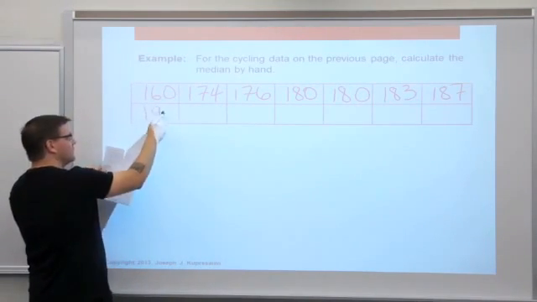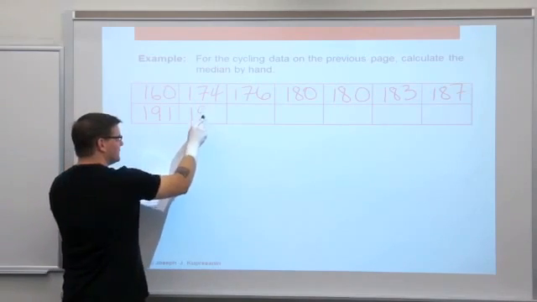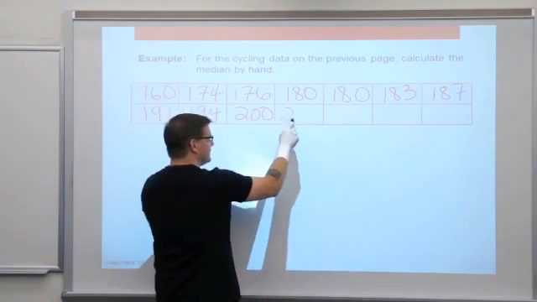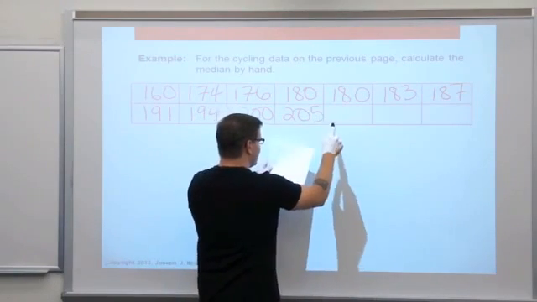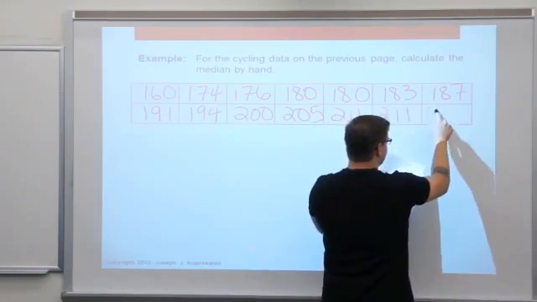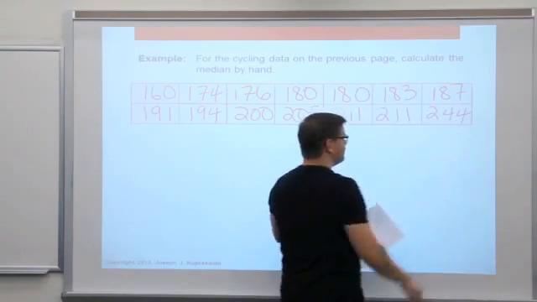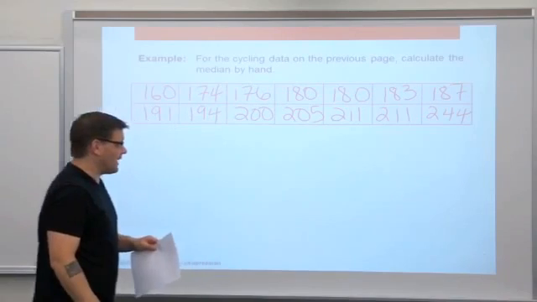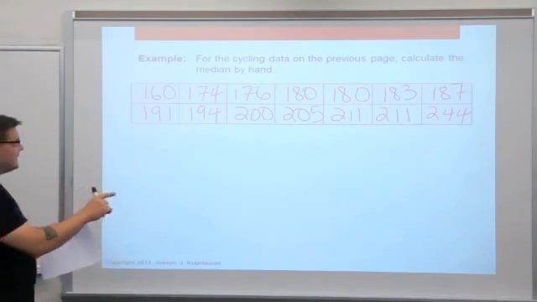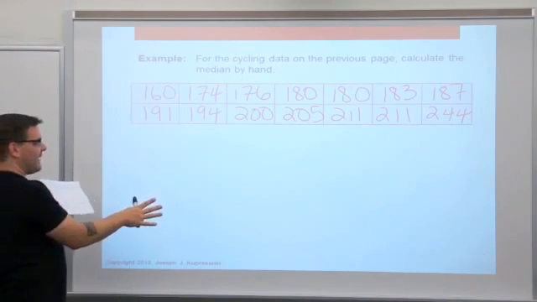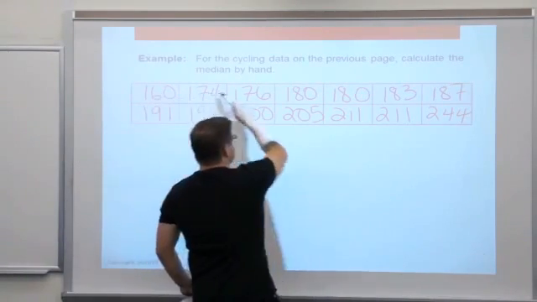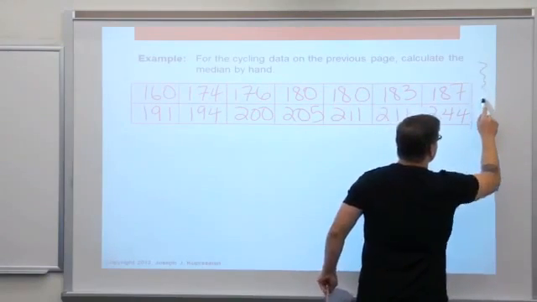Second row here, 191, 194, 200 even, 205, 211, 211, and powerhouse up there, 244. Okay, step one, sort the data. I have an even number of data values, so there's not going to be one that just falls right in the middle. Here's the bottom half of the data.